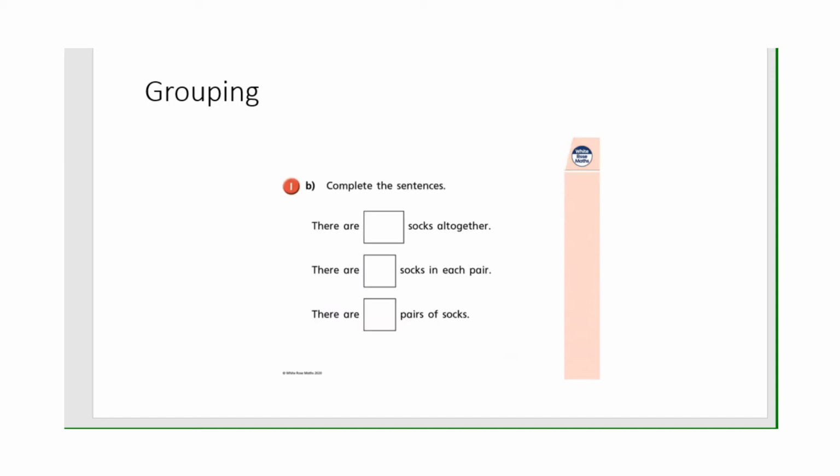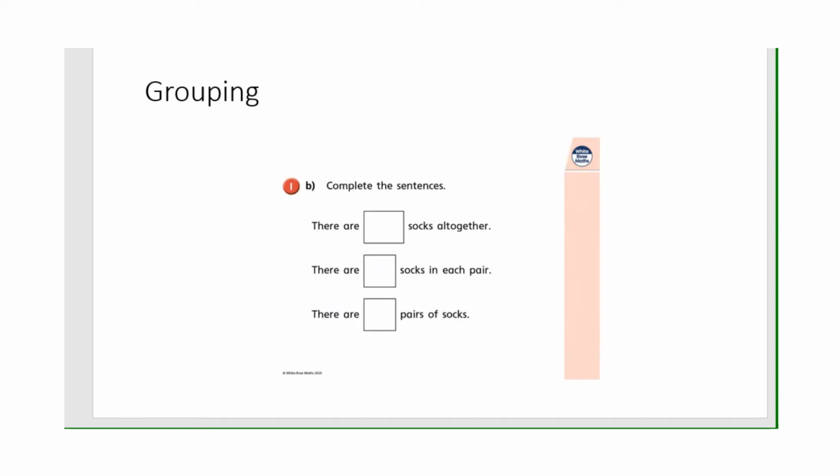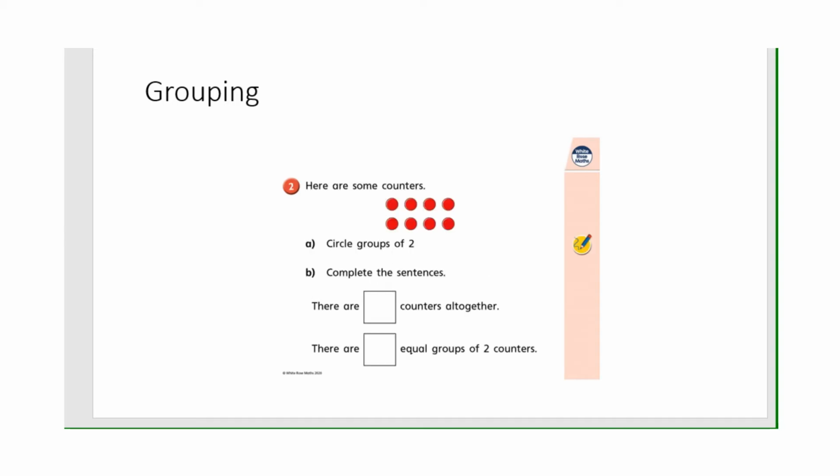Let's have a look. Could we complete these sentences? So how many socks were there all together? Can you remember? Right, there are 6 on the top and 6 on the bottom. So that would be 6 and 6, we know that. So double, that would be 12 socks altogether. And we know in a pair that there are 2 in each pair. How many pairs of socks? Yeah, we said that there'd be 6 pairs.